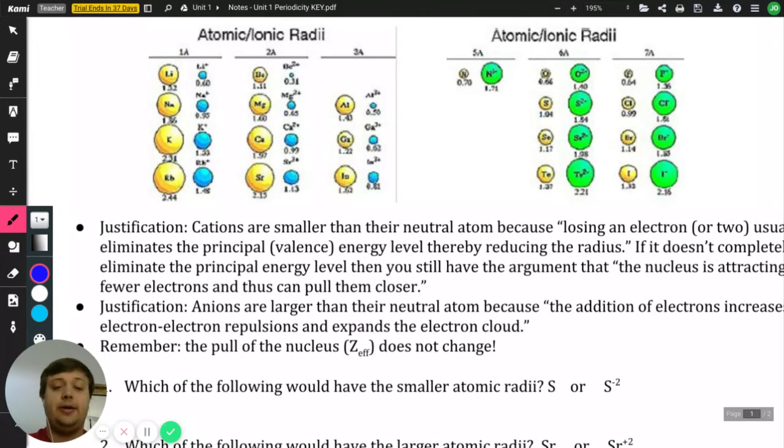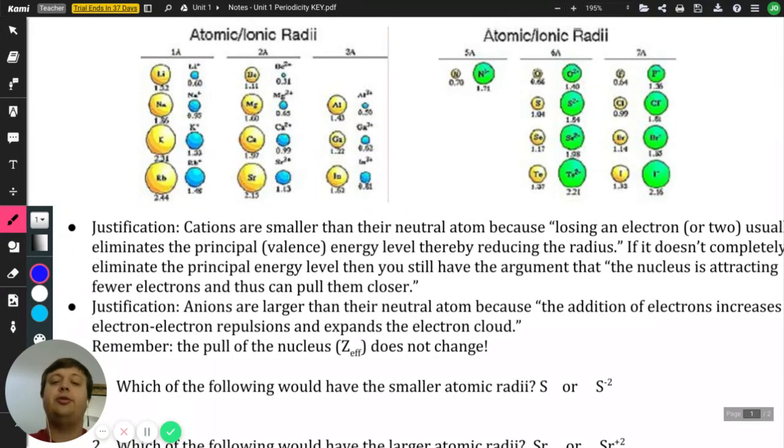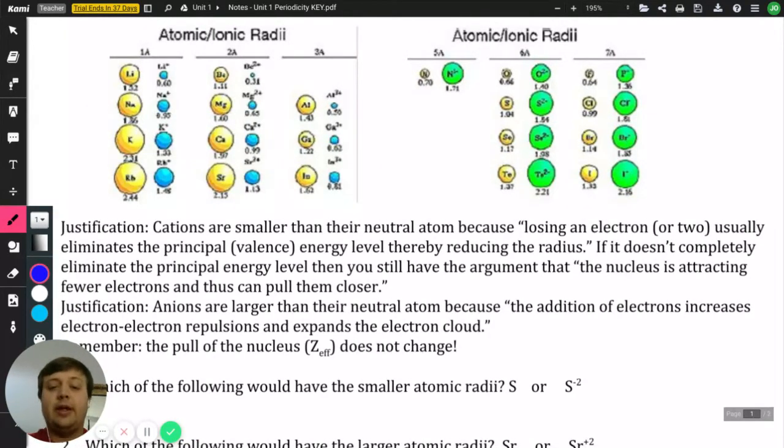If you've got a cation, cations are smaller than their neutral atom because when we lose an electron, usually that's going to eliminate that principal energy level, that valence energy level, that valence shell. And because it reduces that valence shell, it's going to make that smaller. Now, if it doesn't completely get rid of that energy level, that's okay, but you still have the argument that the nucleus is attracting fewer electrons, and thus it can pull them closer.